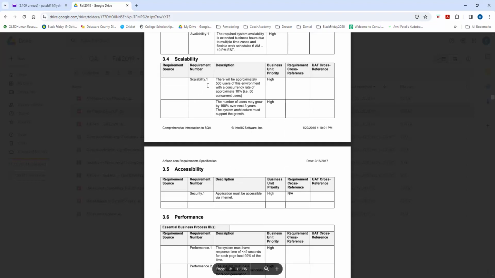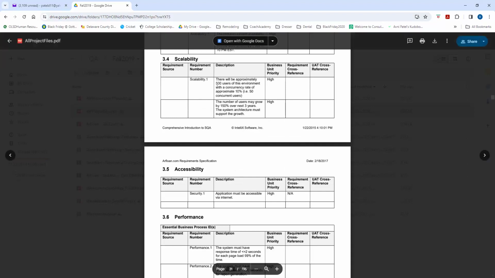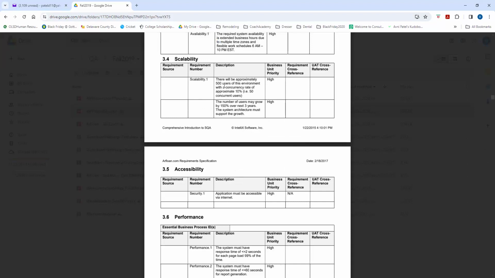Then it talks about scalability. How many users overall are in the system, how many concurrent users, and what growth are you expecting? So that when you design the system, you understand the parameters you need to handle. In this case, they talk about 500 users in the first year, out of which 10%, or 50 people, will log in concurrently. So you need to make sure that the system is designed to allow at least 50 users to work concurrently.